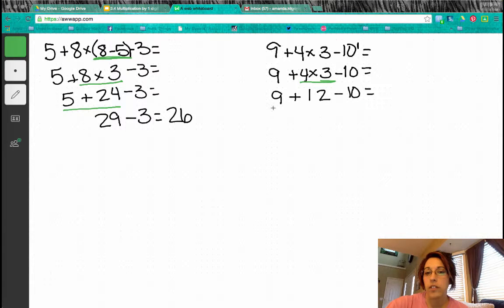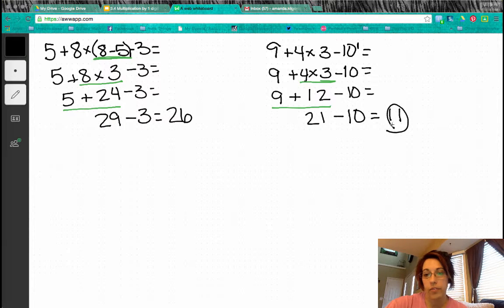We're going to go ahead and solve our 9 plus 12 next because it comes first on the left. So 9 plus 12, adding 9 is like adding 10 and subtracting 1. So 22 minus 1 is 21, minus 10 equals 11.